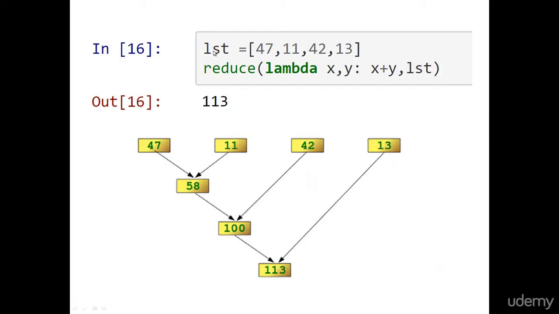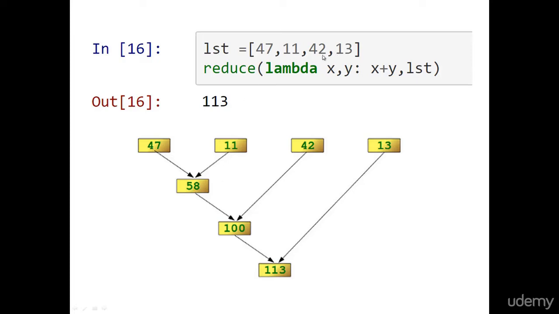I have my list, LST, equal to 47, 11, 42, 13. Then I created a lambda expression that adds numbers together. It takes in two inputs, x and y, and returns a single value, x plus y. Here in reduce, I'm inputting this lambda expression as the function, and I'm also passing this list. So what is reduce doing here? It takes the first two elements, just like S1, S2 in the last example, 47 and 11, and applies that function, and you get 58. So 47 plus 11 is 58.